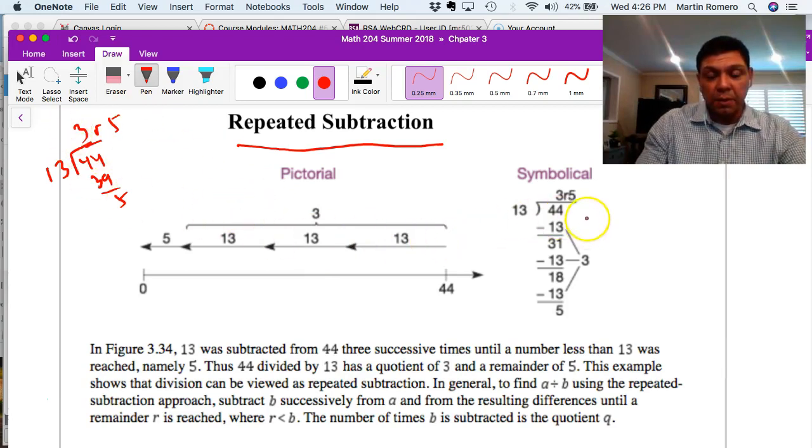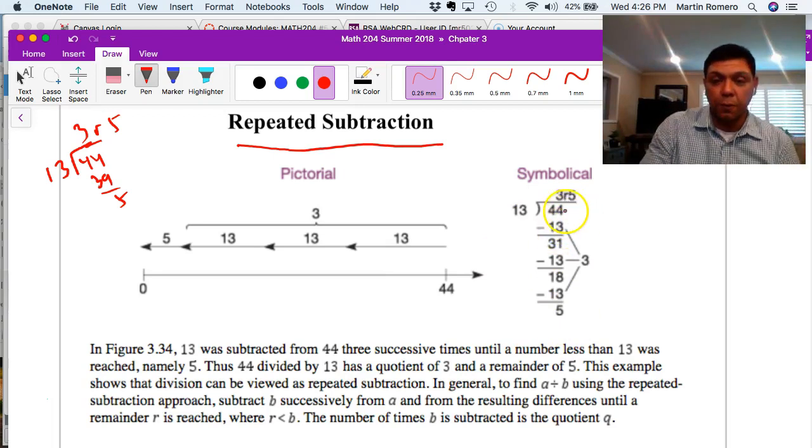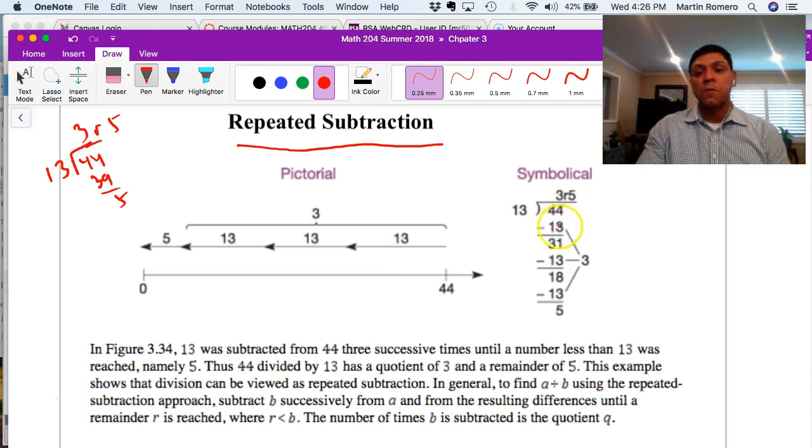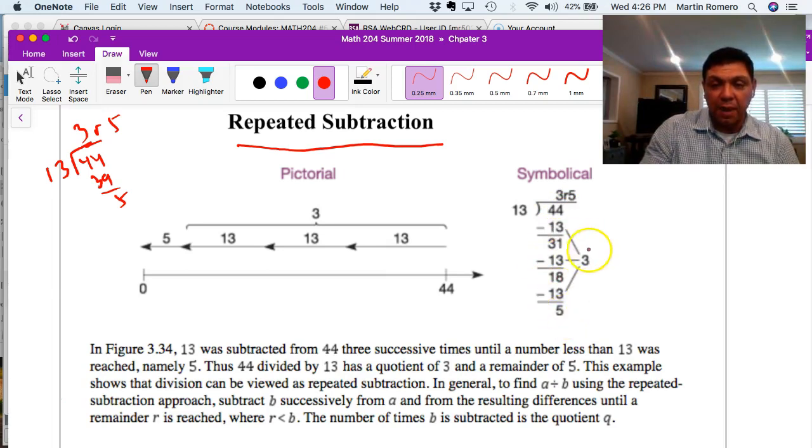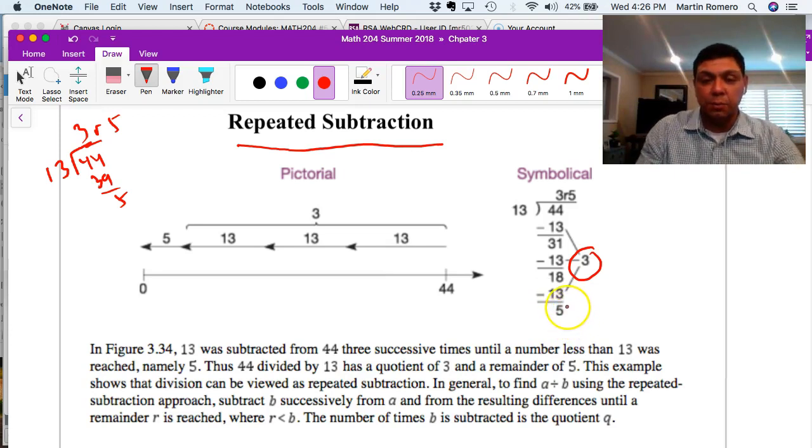Now, a way that we can think about it, here in symbolic form, is repeated subtraction. Just continue to subtract 13 from 44. 44 minus 13 is 31, 31 minus 13 is 18, 18 minus 13 is 5. And then you can see how many times did we subtract 13? 3. What's left over? 5. And so that's the idea of repeated subtraction.